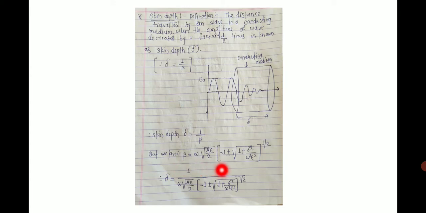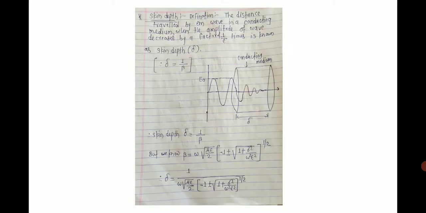Then we put the value of beta. Delta is equal to 1 divided by omega square root of epsilon mu divided by 2, in bracket, minus 1 plus square root of 1 plus sigma square divided by omega square epsilon square, raised to half. Then this term is transformed to the numerator. Delta is equal to 1 divided by omega as it is, but the square root term mu epsilon divided by 2 takes the reciprocal, square root of 2 divided by mu epsilon, because the 2 was in the denominator in the previous term.